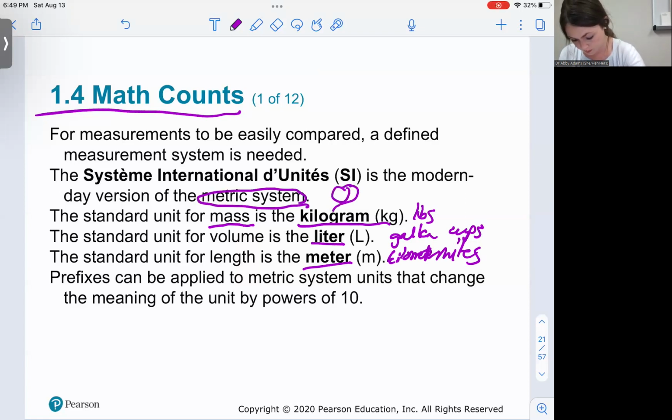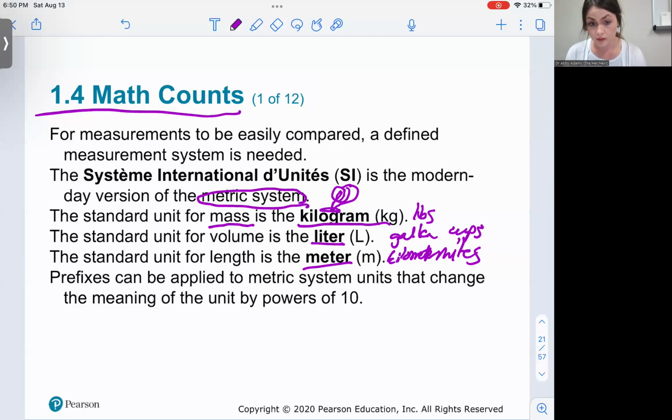So the whole rest of the world. It's a terrible drawing of a globe. But anyway, so Système International d'Unités, SI. So that's the modern day version of the metric system, all right?